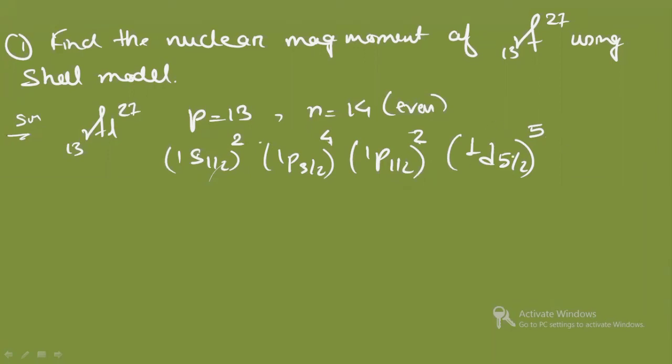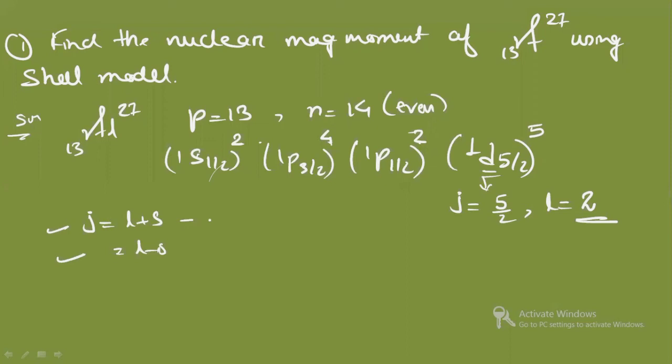So for the last, unpaired proton, the value of J is 5/2 and L equals 2, because it is a d shell. Now we need to check whether J equals L plus S or L minus S.